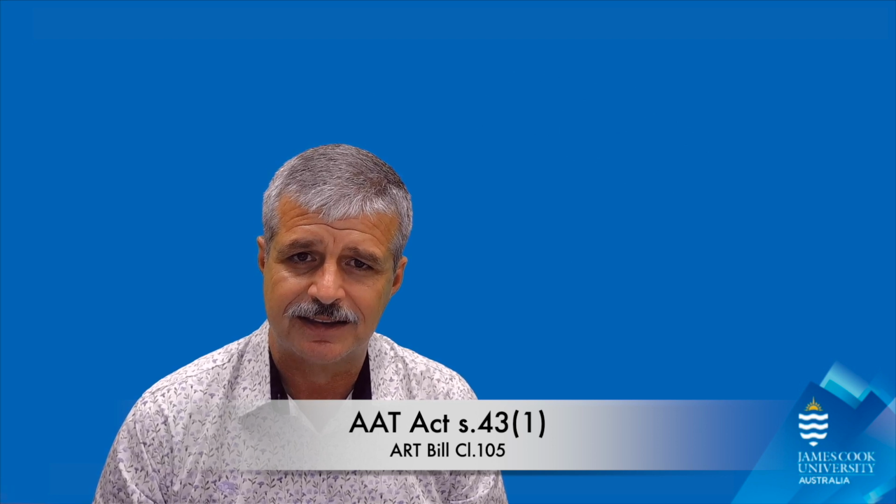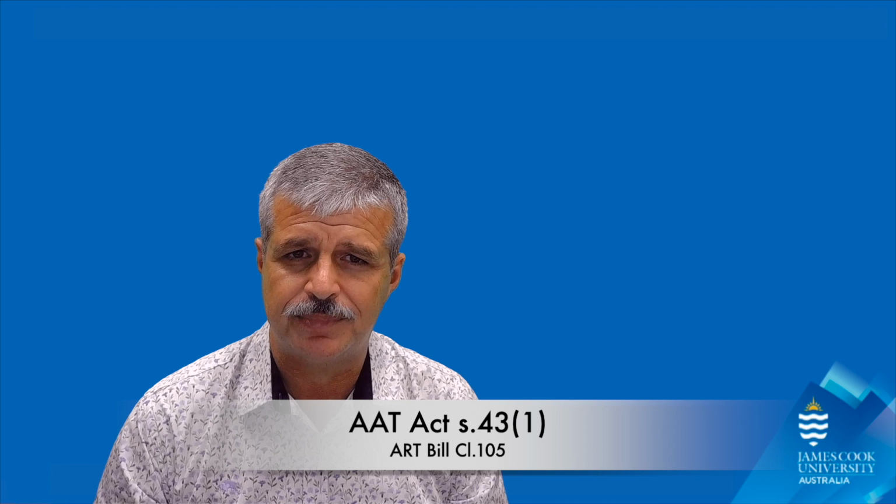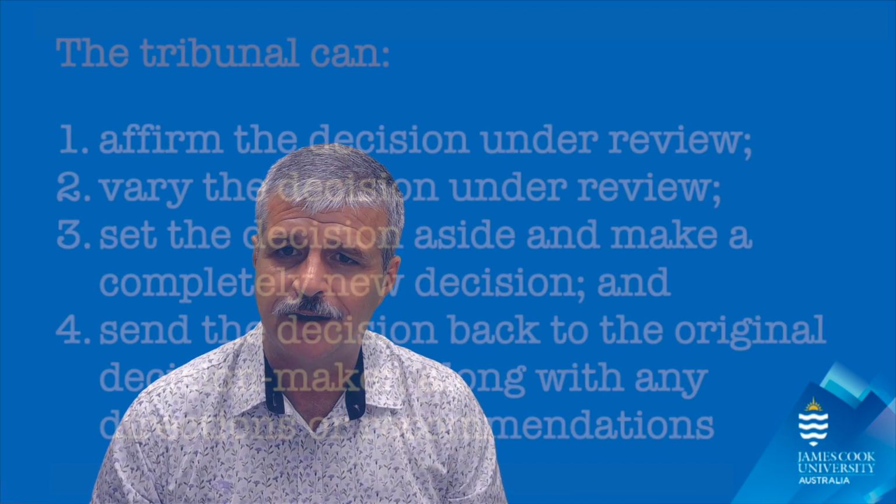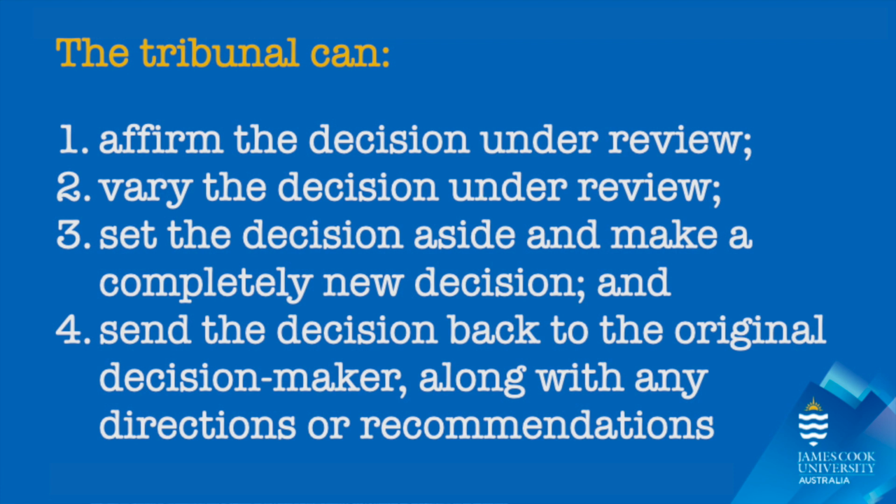If the tribunal undertakes merits review, it can do 3 things. These powers are set out in Section 43(1) of the AAT Act and Section 105 of the ART Bill. Each tribunal can affirm the decision under review, vary the decision under review, set the decision aside and make a completely new decision as a substitute, and send the decision back to the original decision maker, along with any directions or recommendations that it might have. This means, in short, that the tribunal can do virtually whatever it likes in relation to the decision under review.